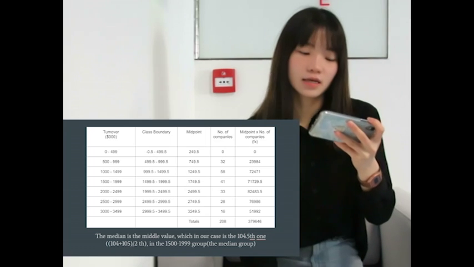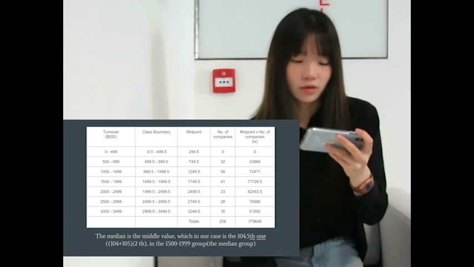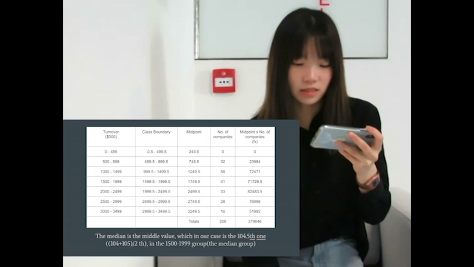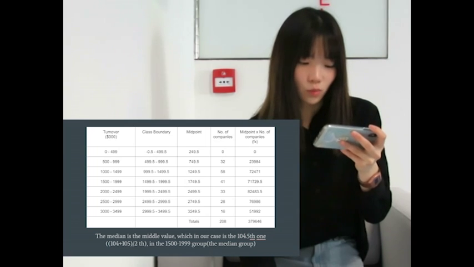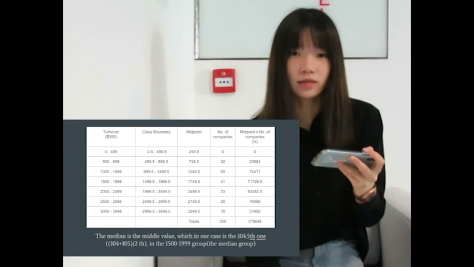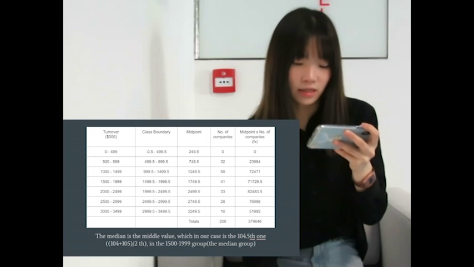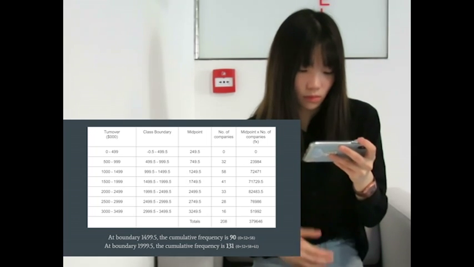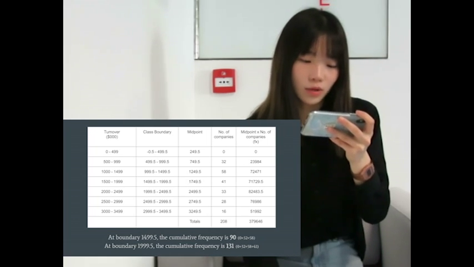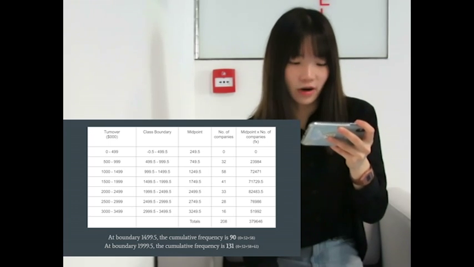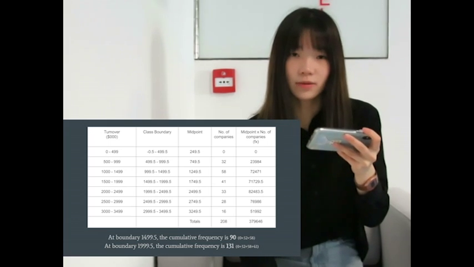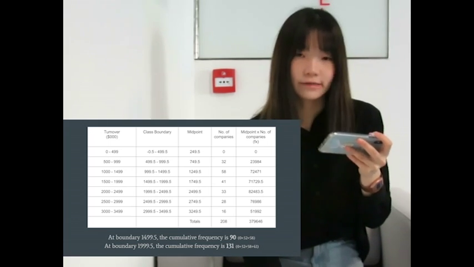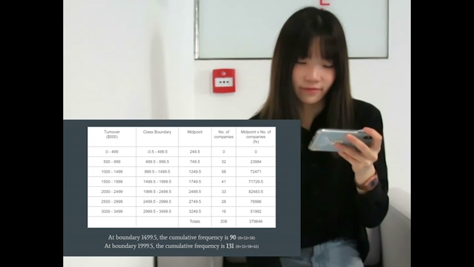And for the median, since the median is the middle value, which in our case is the 104.51, which is in the 1,500 to 1,999 group, the median group. At the boundary 1,499.5, the cumulative frequency is 19, which is calculated by the sum of 0 plus 32 plus 58.